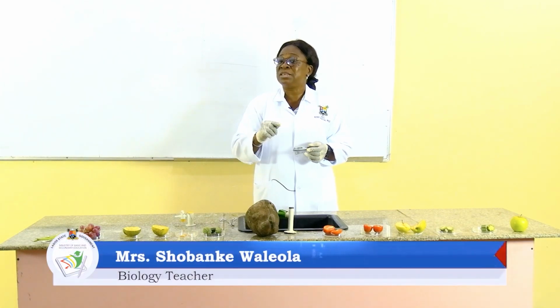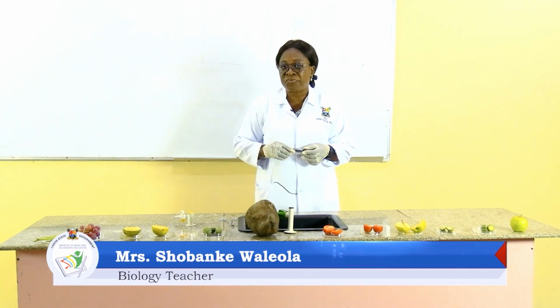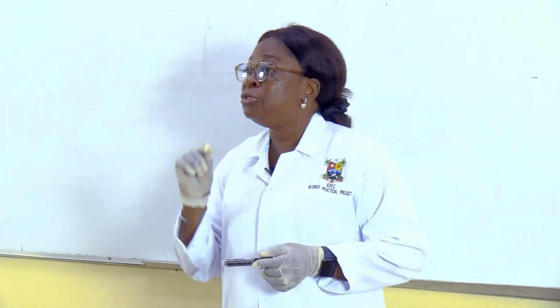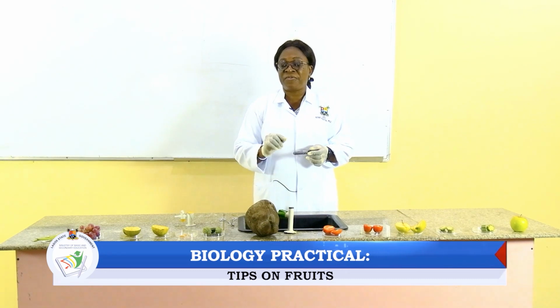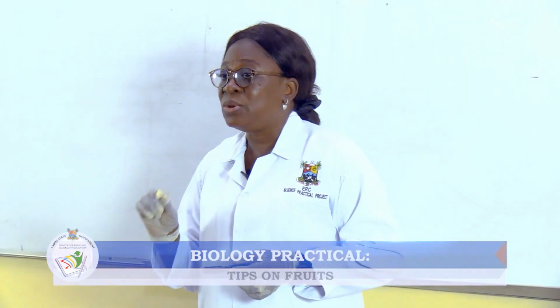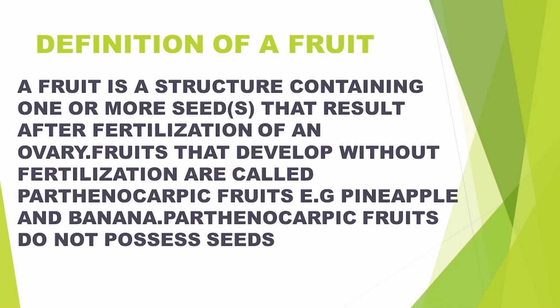Normally, a fruit is developed from a fertilized ovary, but we can have fruits that do not develop from fertilized ovaries. These fruits are referred to as parthenocarpic fruits. Examples of parthenocarpic fruits: pineapple, banana. These parthenocarpic fruits do not usually possess seeds.